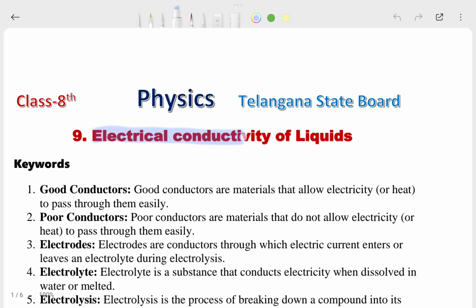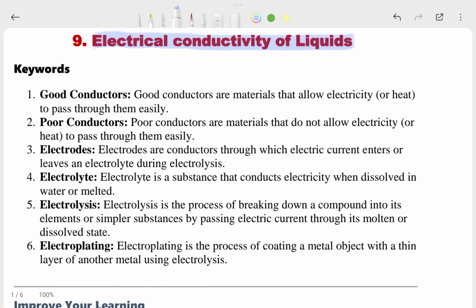This is electrical conductivity of liquids. In this video we are going to see the question answers of this chapter. So let's start with the keywords, then question answer, improve your learning, and whatever it is, experiment and project work. Okay, so let's see the keywords first of all.